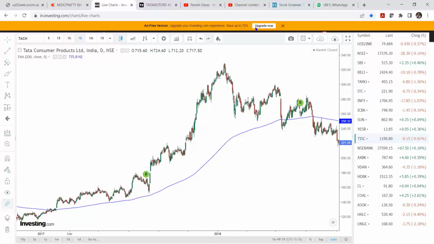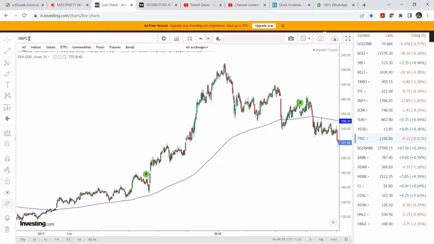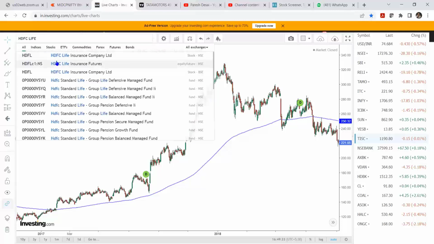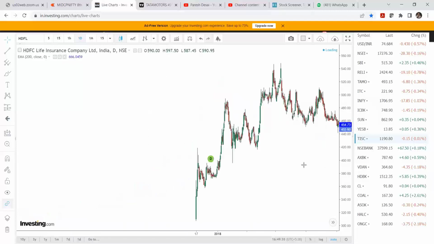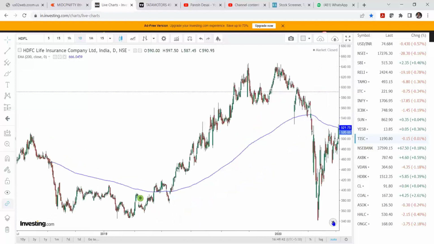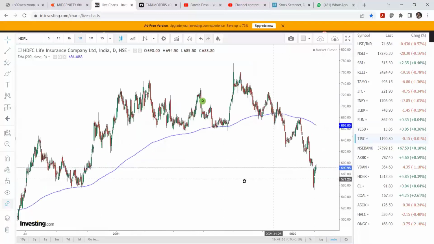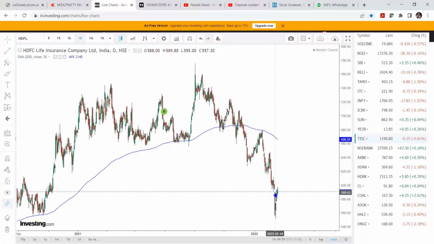So let us see which are the other stocks which are below the 200-day EMA. If you see, something like even HDFC Life is also below the 200-day moving average. Let us go to the latest data. This was the stock which was taking support of the 200 DMA, and here it broke down this support, and right now the price is way below the 200 DMA.